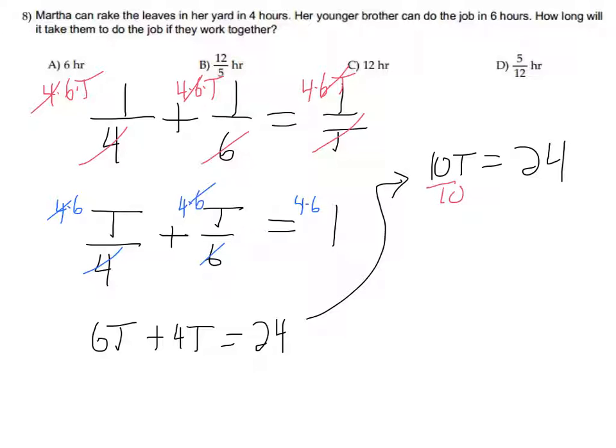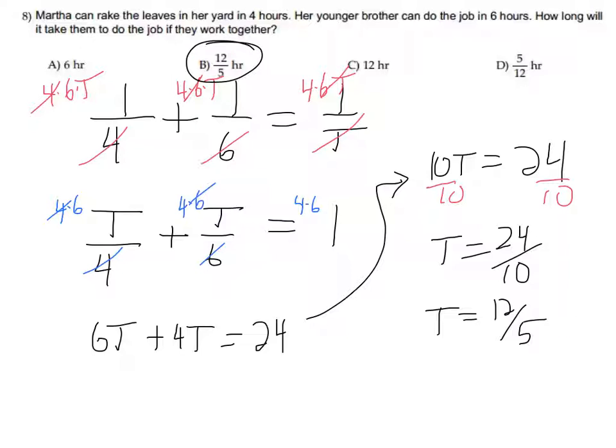Divide by 10, and t equals 24 over 10. Divide by 2, and that is 12 over 5. Divide top by 2, bottom by 2, and B is the answer. All right, hope this helped.